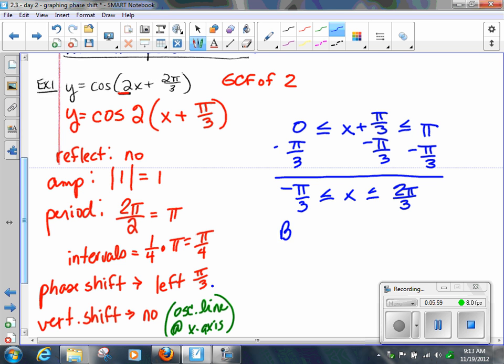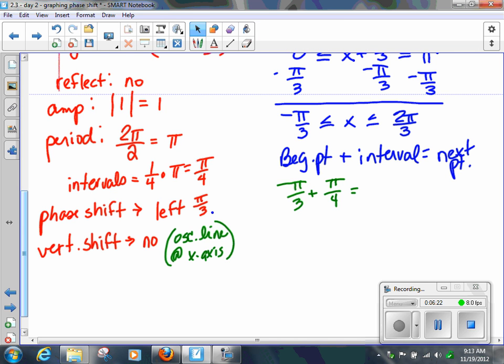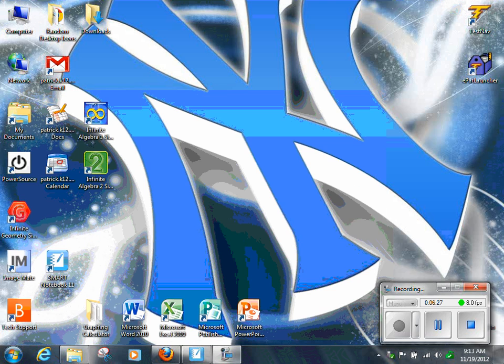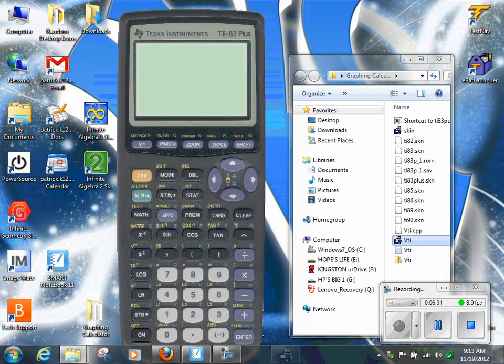All right, so I'm going to take my beginning point plus my interval, and it's going to give me my next point. What's our beginning point? Negative pi over 3. It's already there. Plus my interval is pi over 4. This is weird, okay? This is when all you have to do is take your calculator. This should be a no-brainer with your calculator.